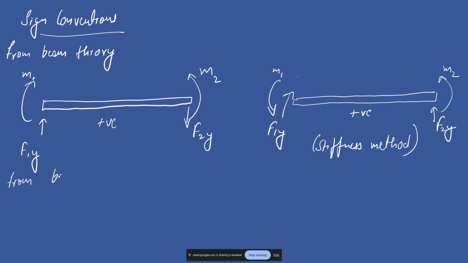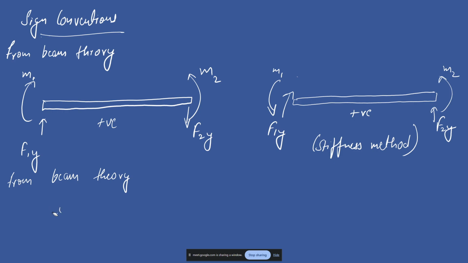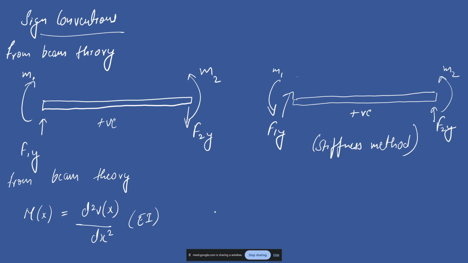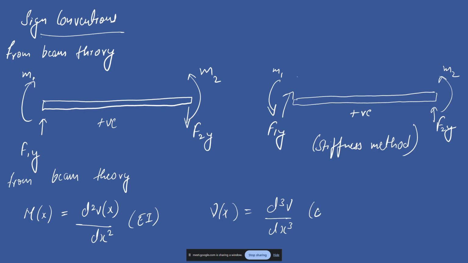So we know from beam theory that the moment at any place x is given by d2 mu by dx square into EI, then your shear force is the third derivative of displacement, d3 mu by dx cube, into EI.